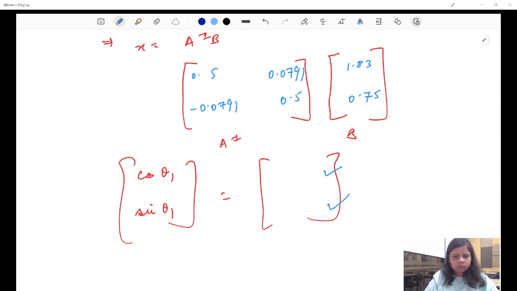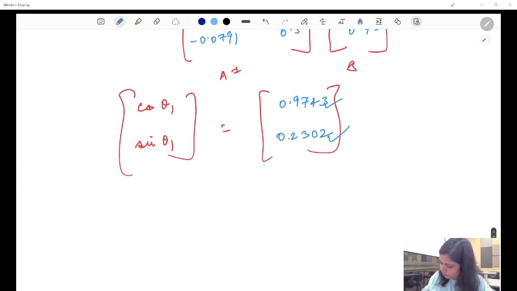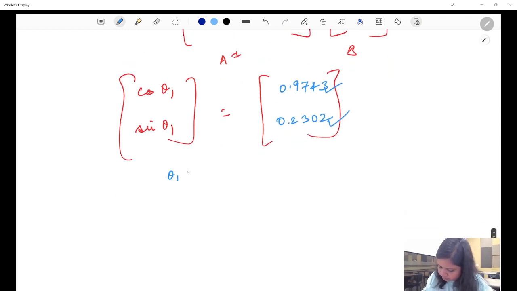Ma'am, the values are cos theta 1 equal to 0.9743 and sin theta 1 equal to 0.2302. This is really good. You have found out the right answers. Very good. So from here, theta 1 would be cos inverse of 0.9743. And both of them should lead you to the same result. So that is a basic sanity check. So from here you will get it to be 13 degrees.